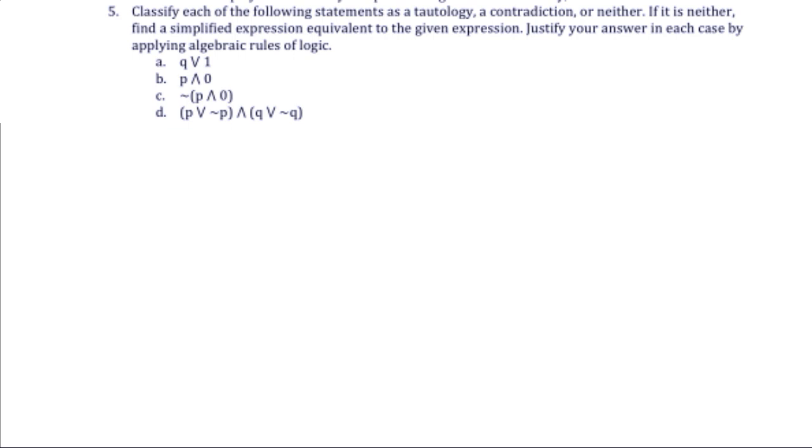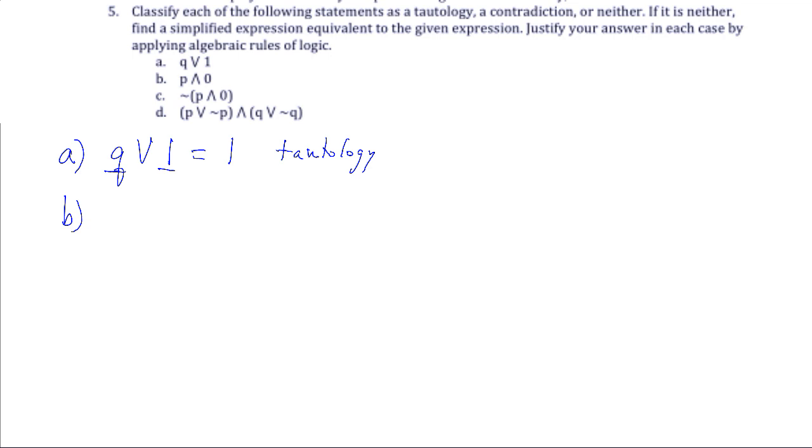Okay, so for part A, what I'm going to do is I'll just copy it, Q or 1. With an or statement, all you need is one of them to be true for the whole thing to be true. So the whole thing is true. So it's a tautology. Okay, that's always true because it only takes one of the two to make it true on an or statement, and one of them always is true because it's a 1.